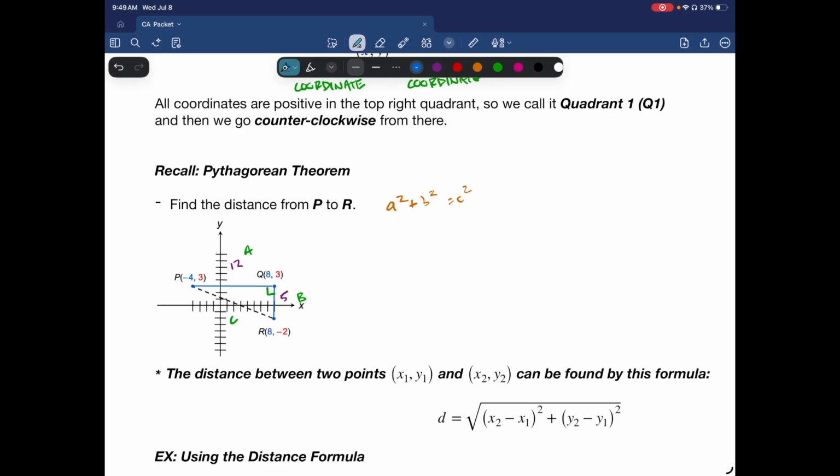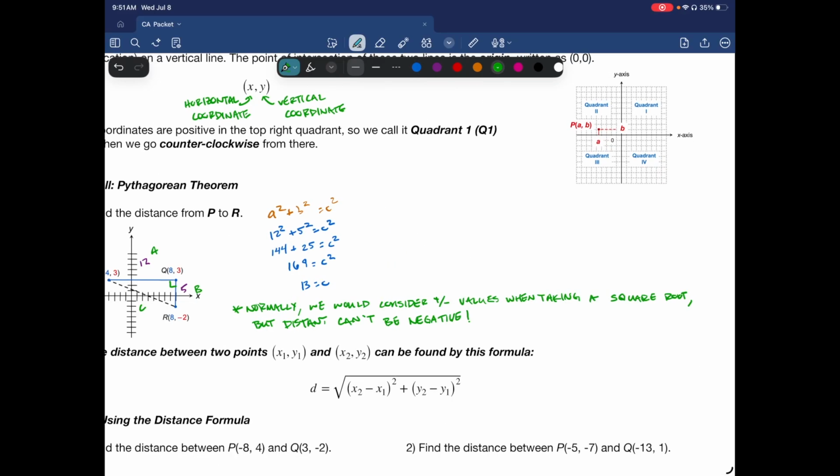So this is 12 squared plus 5 squared equals c squared. That's 144 plus 25, which gives 169 equals c squared. When I take the square root of both sides, c is 13. Normally, we would consider both the positive and negative versions of the value when we take a square root, but distance is a unit of measurement, and units of measurement cannot be negative.